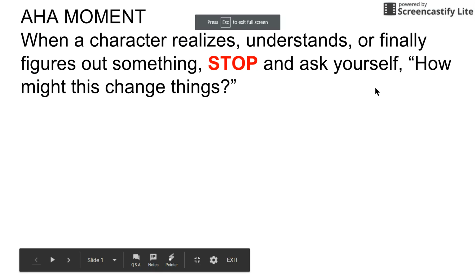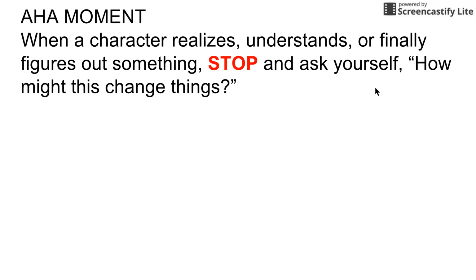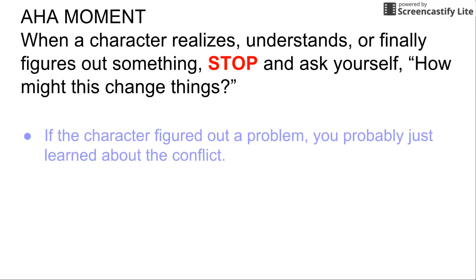Today our lesson is about aha moments. An aha moment is a technique authors use to show a character realizes something. And you then have to ask yourself, how might this realization change things? So when a character realizes, understands, or finally figures out something, stop and ask yourself, how might this change things?